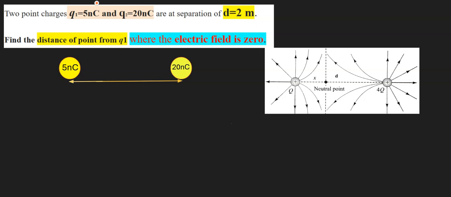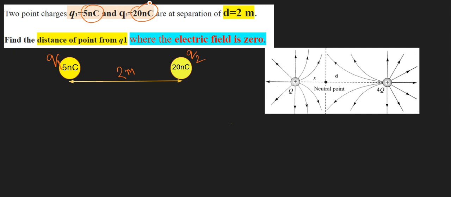There are two charges. One is 5 nanocoulomb, another one is 20 nanocoulomb. They are separated by a distance of 2 meters. From the question, find the distance from Q1 where the electric field is 0. Let's say this is Q1 and obviously this is Q2.